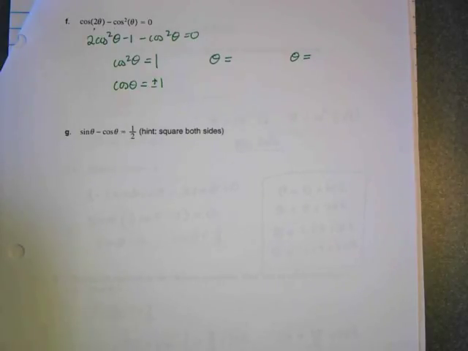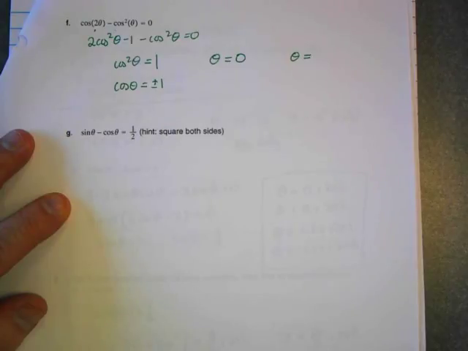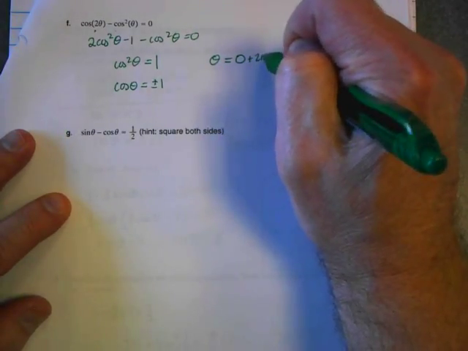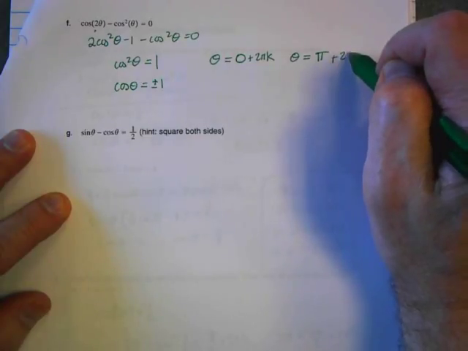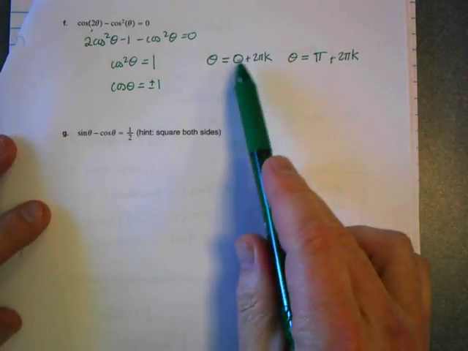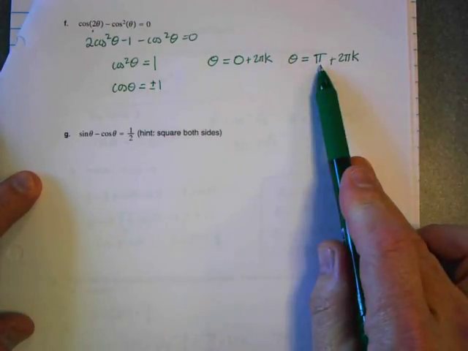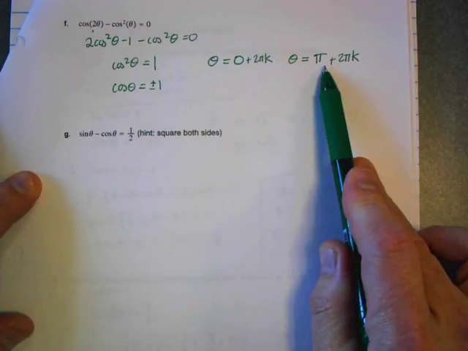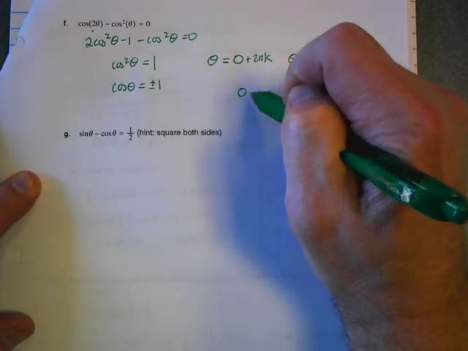Cosine of 0 is 1, not 0. That's one correct answer, plus 2 pi k. And cosine of pi happens to give you a negative 1. And those are the only spots. That's it. The only time you get 1 is when you have 0 or 2 pi or 4 pi or all the coterminal angles. And the only time you get negative 1 is when you have pi or 3 pi or 5 pi or all the coterminal angles. So all the answers between 0 and 2 pi, there's only 2 of them: 0 and pi.